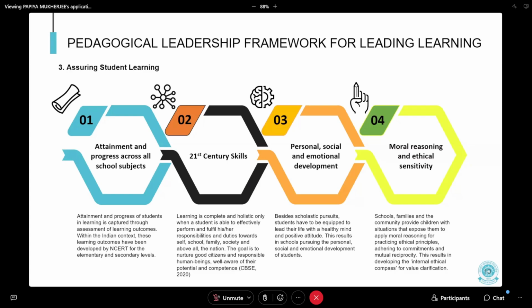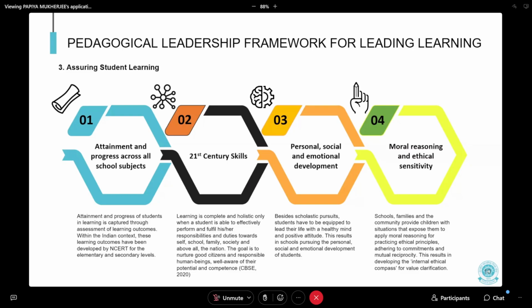There are 4 different avenues to assure that student learning is happening, and it is happening as we are desiring. First will be, how do you ensure that attainment and progress of students is happening in all school subjects? Now, this is comparatively a measurable one and an easy one. Why? Because it's very, very specific.